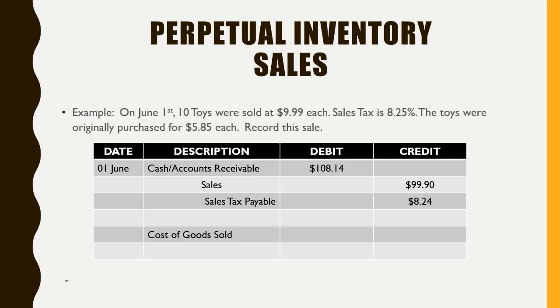So in order to figure out how much it cost me, which I know it's $5.85, I need to calculate that amount and update my inventory to reflect that I sold 10 of those toys and I'm physically getting rid of those 10 toys from my inventory. Okay? And if it cost me $5.85 for each item, how much is my total cost of goods sold? $58.50. $58.50, okay?